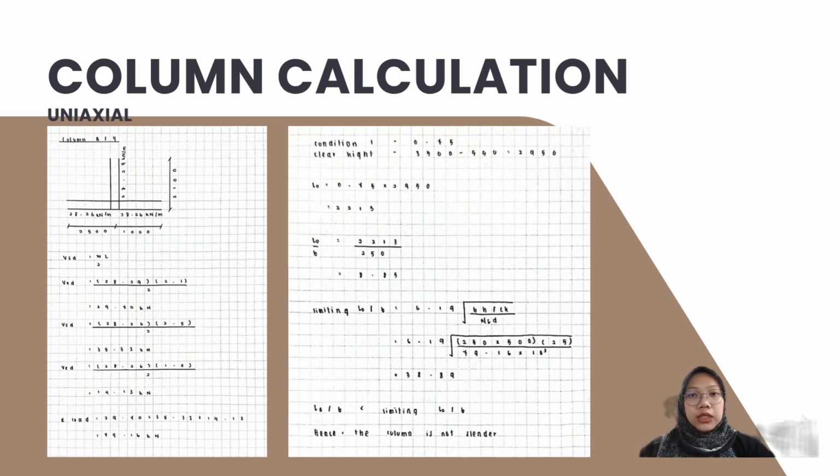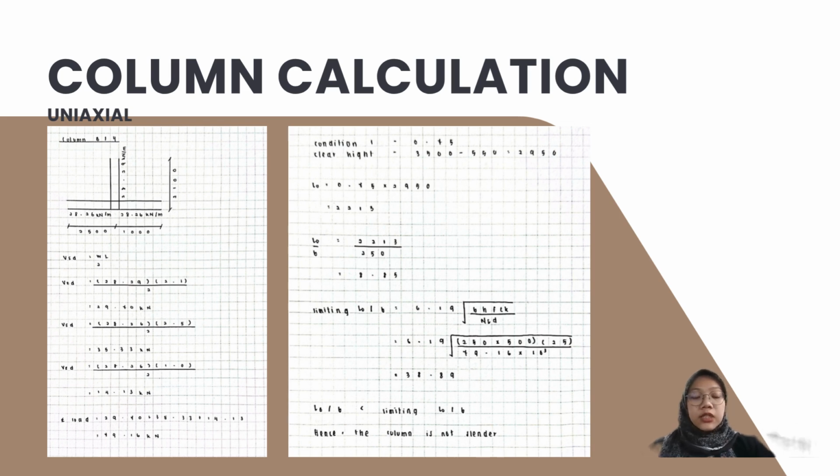Next, we calculate the column calculation. So the first one is uni-axial column. Uni-axial column is a reinforced concrete column that carries axial load and bends in only one direction due to moment acting about a single axis. For example, is the column B/4.